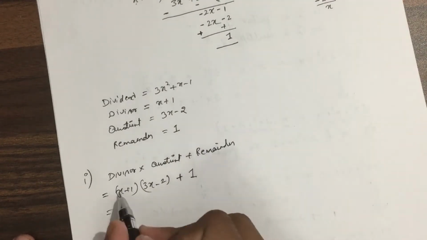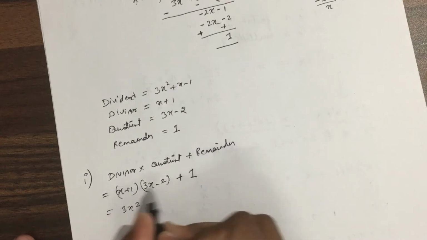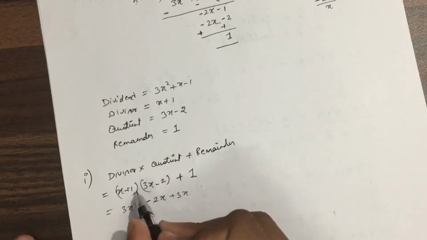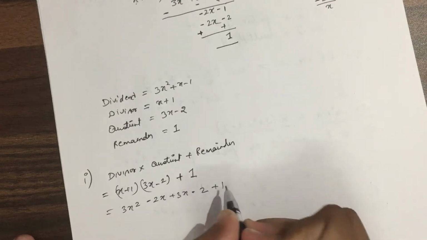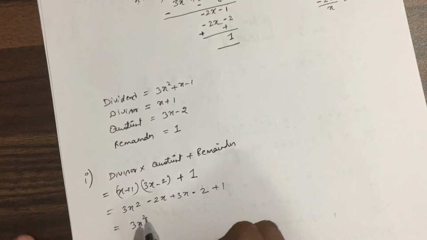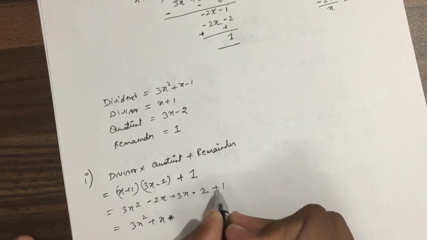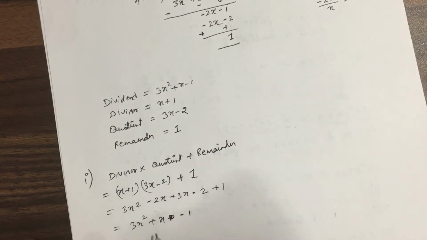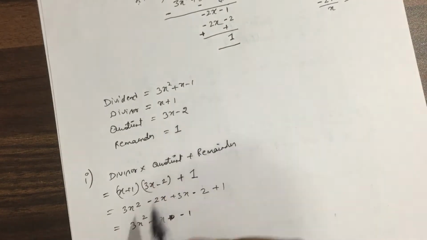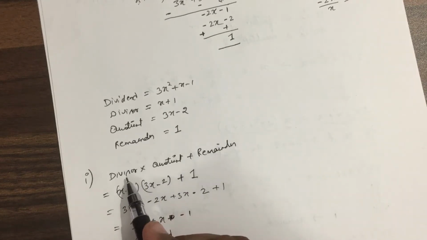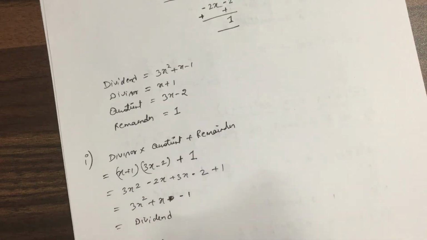Now let us calculate x into 3x, 3x square, x into minus 2, minus 2x, plus 1 into 3x, 3x, 1 into minus 2, minus 2, plus 1. This will give you 3x square plus x plus, minus 2 and plus 1 will give you minus 1. So what you obtained? 3x square plus x minus 1. Here you can see this is your dividend. So this result gives you dividend. Divisor into quotient plus remainder will give you dividend always.